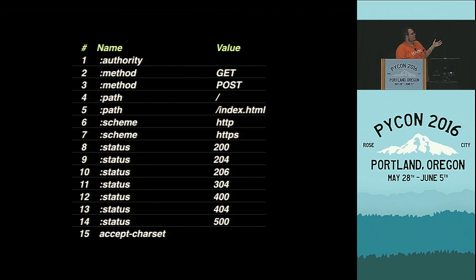And this is the first of 64 entries. So if you see here, number 2 is the method GET. We have statuses starting at number 8, schemes. We have paths in there even that are hard-coded.